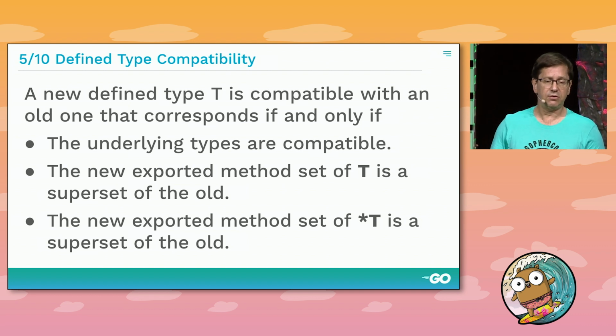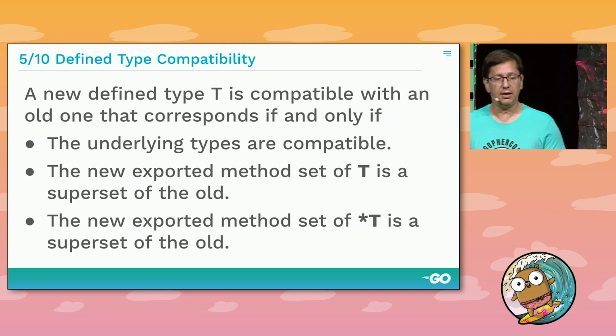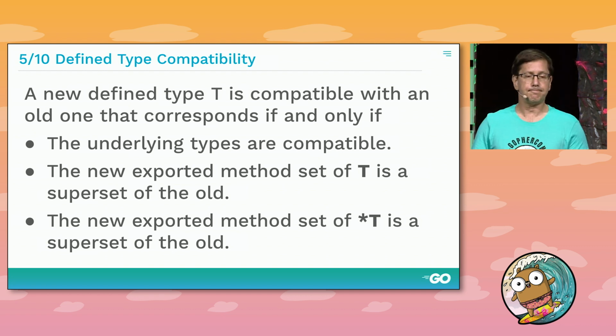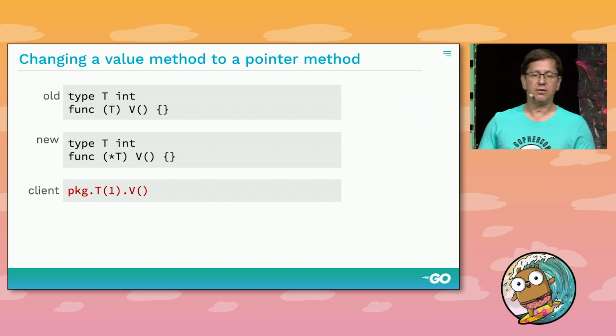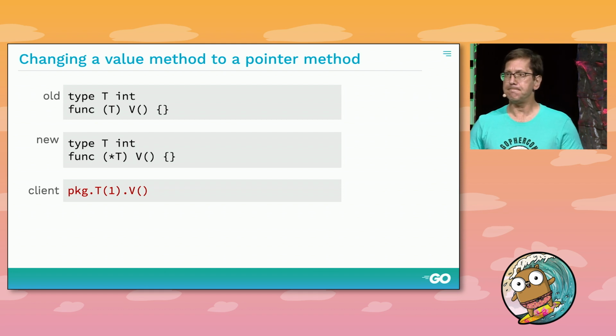Every defined type T has 2 method sets, one for T and one for pointer to T. We have to check them both. But isn't a method call on a value of T interchangeable with one on a pointer to T? So isn't it compatible to switch a method on T to a method on star T? Yes and no. You can't change a value method to a pointer method. That breaks calls where the receiver of the call is something you can't take the address of, as you see here. Go needs to take the address of the receiver in order to call the pointer method, and it can't do that here.